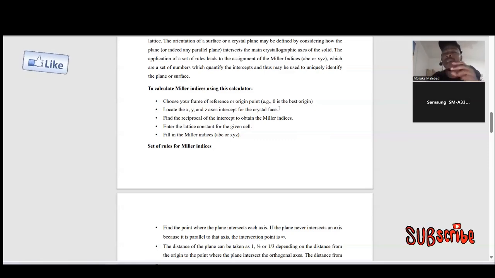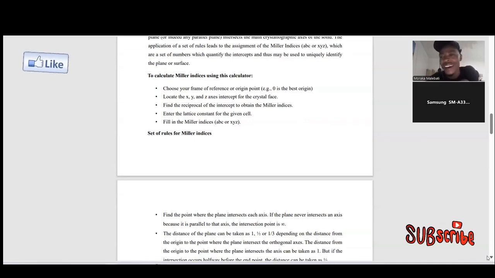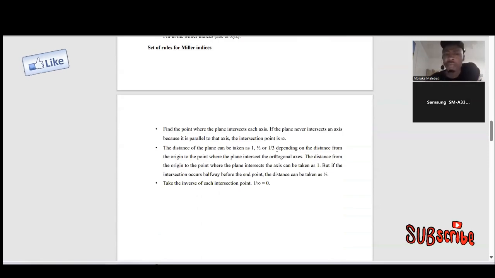Now, the Miller indices must always be in parentheses, and also they must be whole numbers. Let's have some rules. You find the point where the plane intersects each axis. If the plane never intersects an axis because it is parallel, remember, lines which are parallel will never meet. So if these things are parallel, it means the intersection point is infinity. That's the point that I raised initially. So you are putting the infinity.